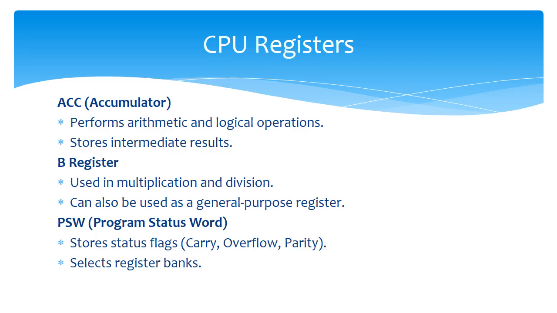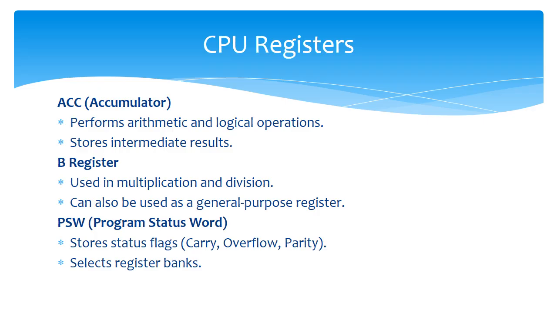In case of multiplication, for example an 8 cross 8 multiplication will give you an answer of about 16 bits. So the lower 8 bits will be saved in the accumulator, and the upper 8 bits will be stored in the B register. Similarly, in case of division, the quotient and the remainder will be saved in the accumulator as well as in the B register.